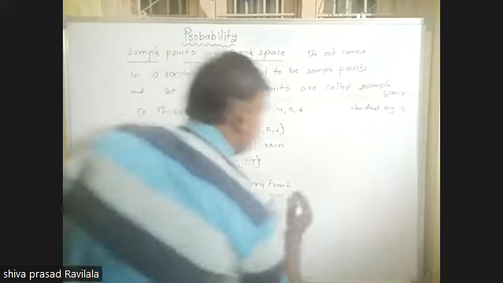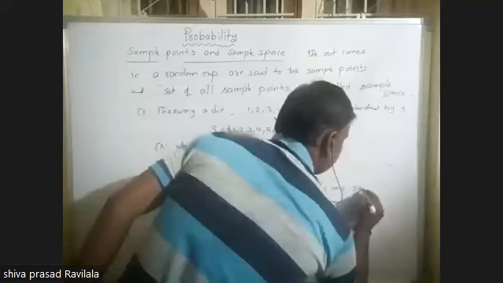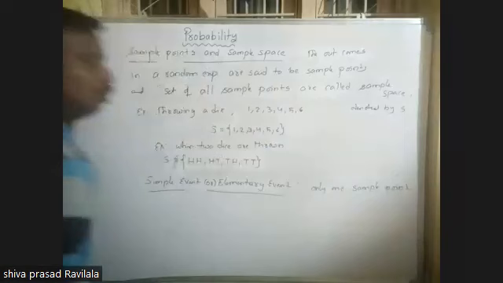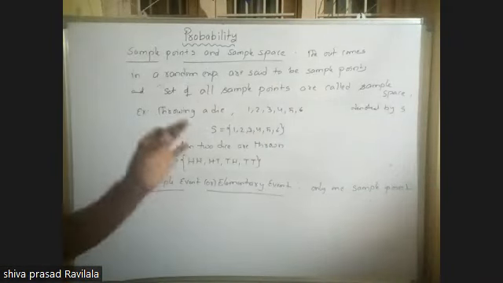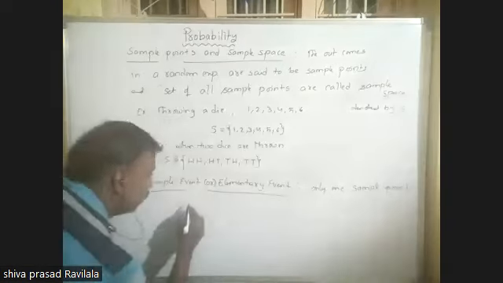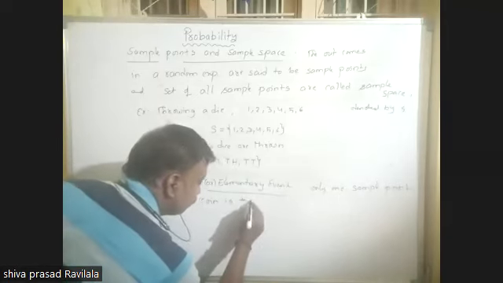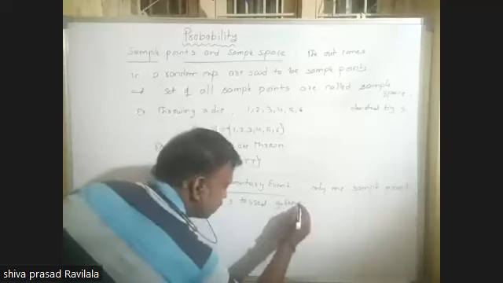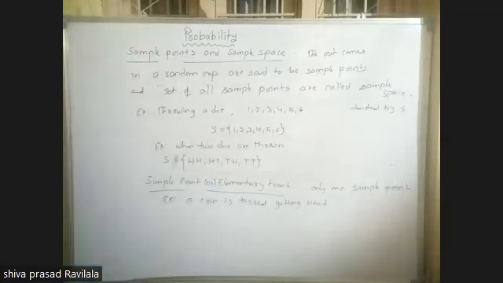Similarly, a simple event contains only one sample point. Simple event or elementary event means it contains only one sample point. For example, a coin is tossed, getting head. That one is a simple event.